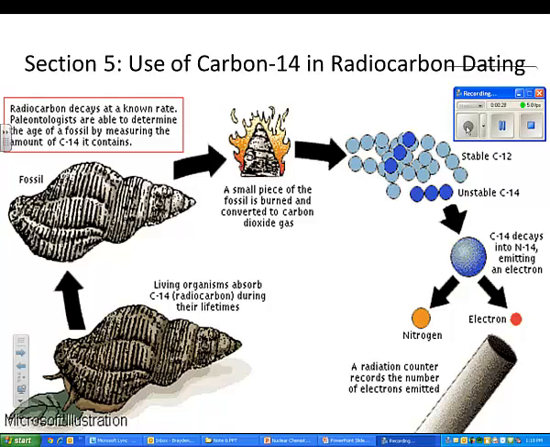What we do know is it has something called a half-life. So while this thing dies and becomes fossilized, a certain amount of this carbon-14 is going to decay and turn into something else. So we burn the fossil, and we find out how much carbon-14 is there, and then we can determine by the half-life, which we're not going to get into, how much carbon-14 should have been there, which tells us how long ago this thing lived.